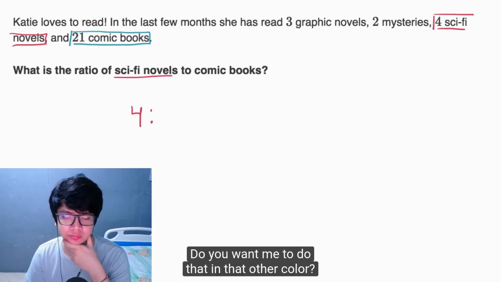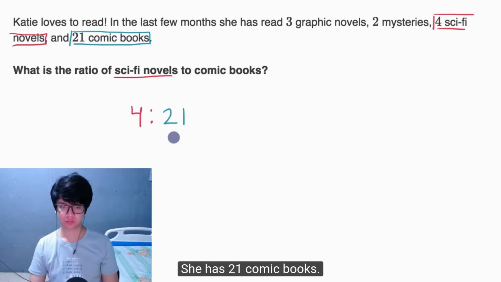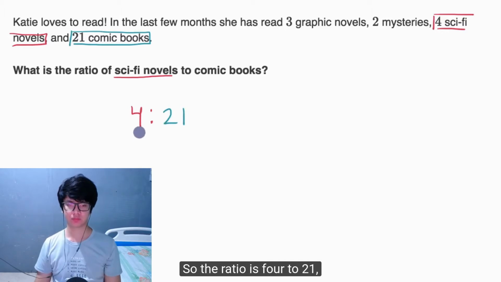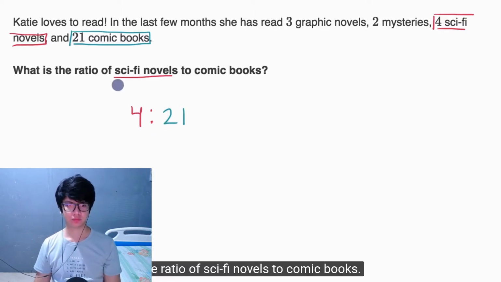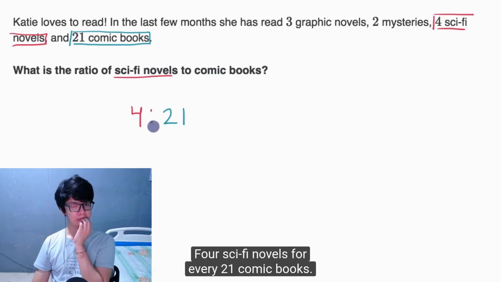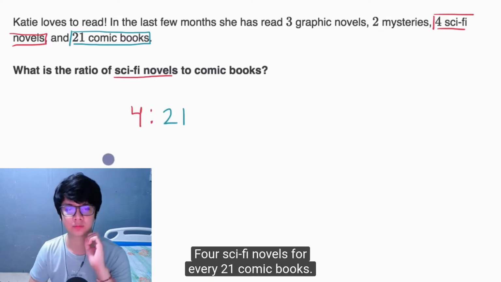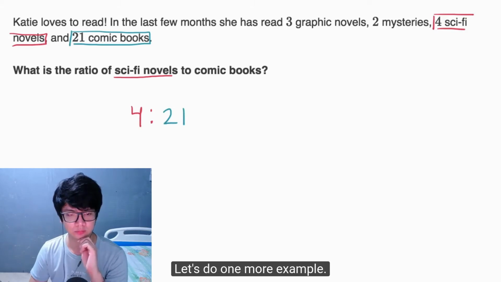She has 21 comic books. So the ratio is 4 to 21. The ratio of sci-fi novels to comic books. 4 sci-fi novels for every 21 comic books. Let's do one more example. This is strangely fun.